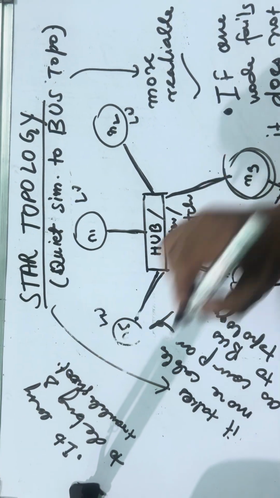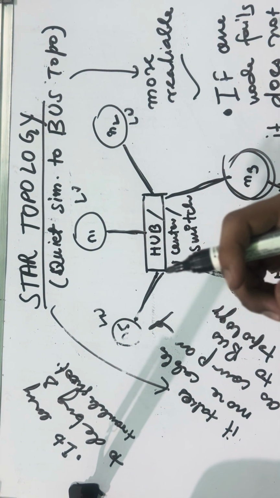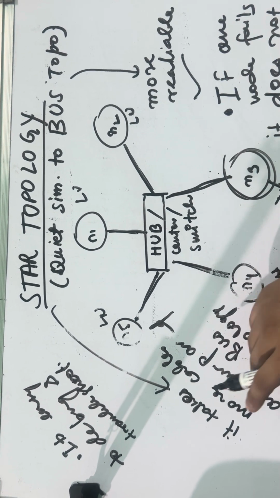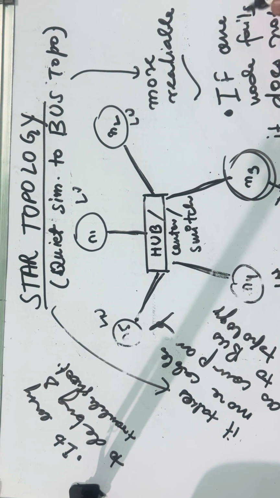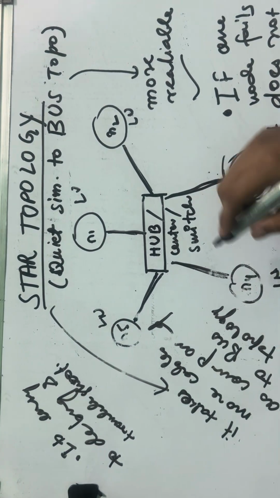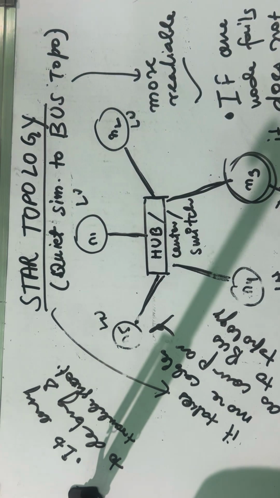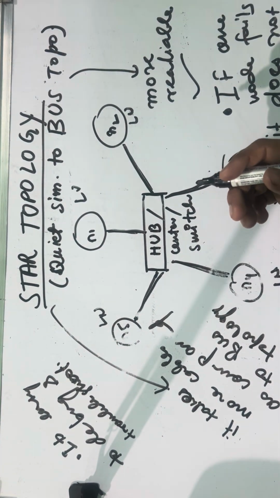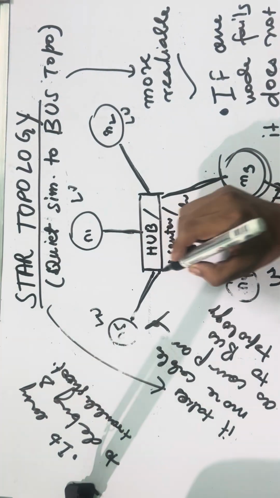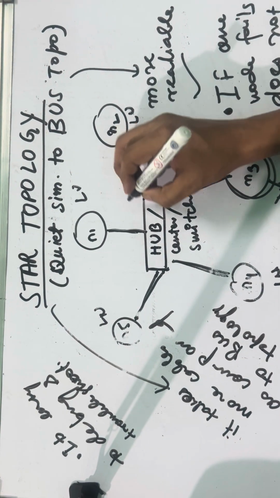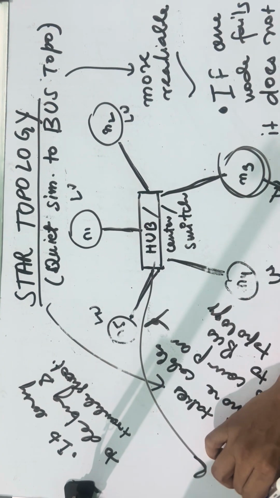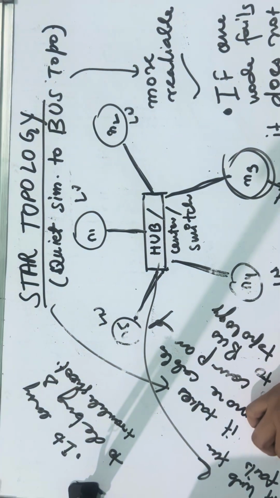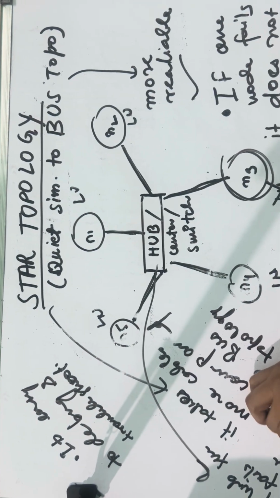At the same time, if you have a look at this, you would find that it's highly reliable. If one of the nodes fails, it does not interrupt it, unlike bus topology. What else do we have in here? That's all. The main thing is, if the hub fails, the entire system fails.